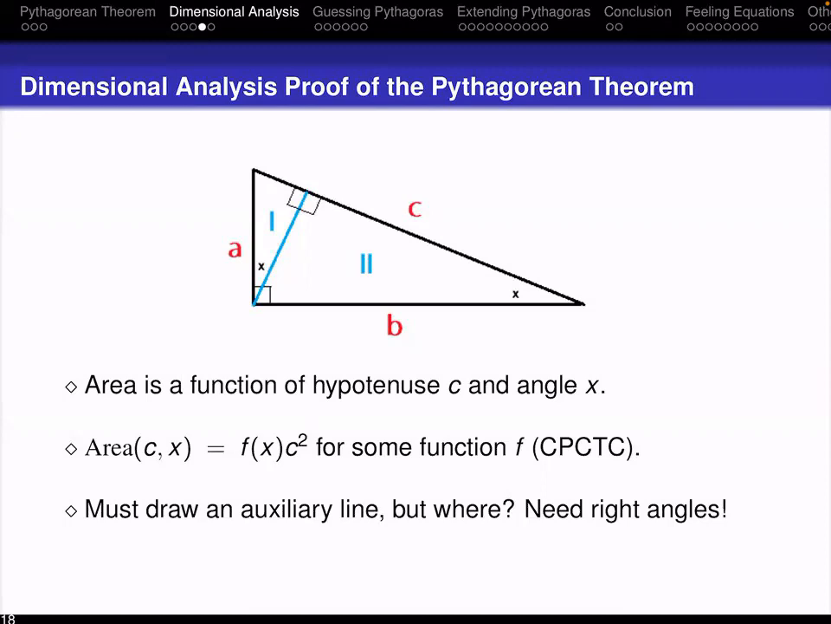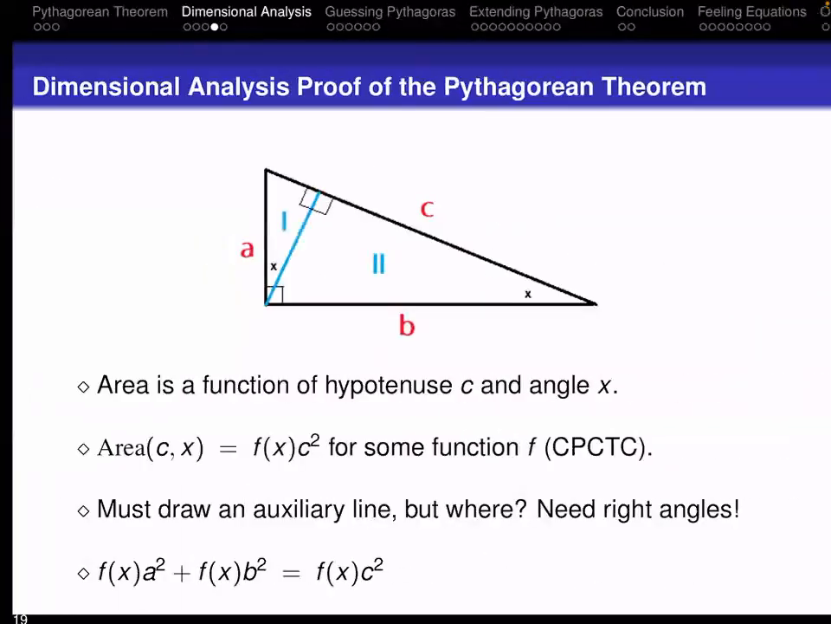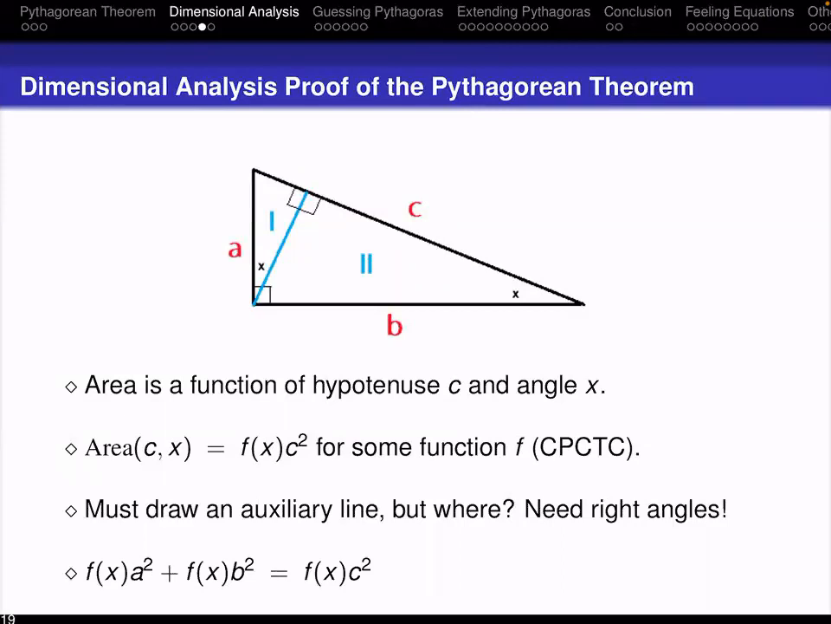And we know that the area is proportional to the hypotenuse squared, and the proportionality constant is a function of the angle. Well, they all have the same angle. So I know f of X times A squared is the area of the first triangle, f of X times B squared is the area of the second triangle, and that sum must be f of X times C squared, the area of the whole triangle. What can I do now?